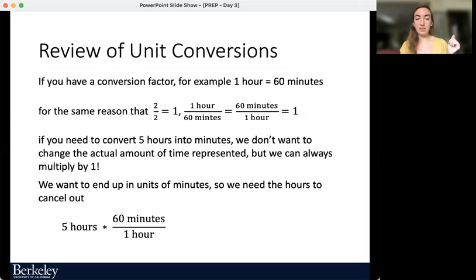So what we're going to do is take 5 hours times 60 minutes divided by 1 hour. So that's 1. Those hours are going to cancel out, and we're going to end up with 300 minutes. So that is the most important thing to get out of yesterday, a skill I want you to be comfortable with. I see a hand up.